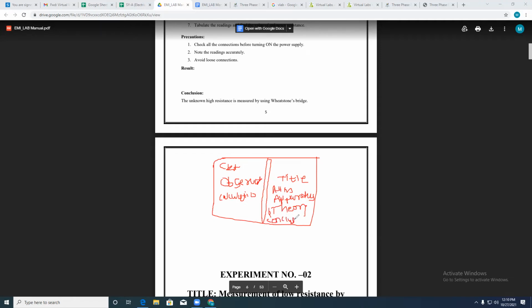Does everyone have the conclusion? Yes. After the conclusion, some questions are there. Two questions: define power, write the definition of power, and define power factor. Write the answers to these two questions, question and answer. At least if you haven't written this it is fine, but up to here it must be complete. These all things should be on the right side. Circuit diagram, observation table, calculation should be on the left side.